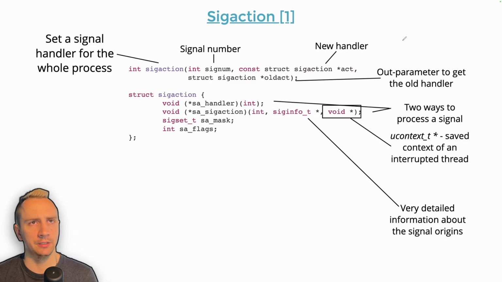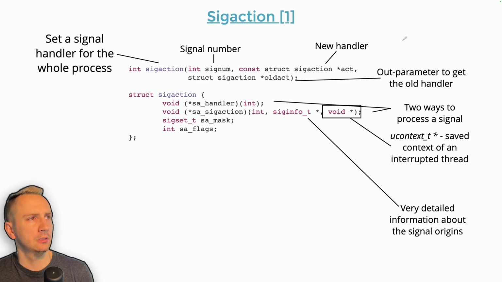And the last one is going to be something hardware and platform specific, some sort of context of the interrupted thread, which will contain, I guess, some registers and whatever else was saved when the thread was interrupted. This is a very low level thing, which I honestly don't even know how to use. Maybe it is used for some sort of low level libraries.